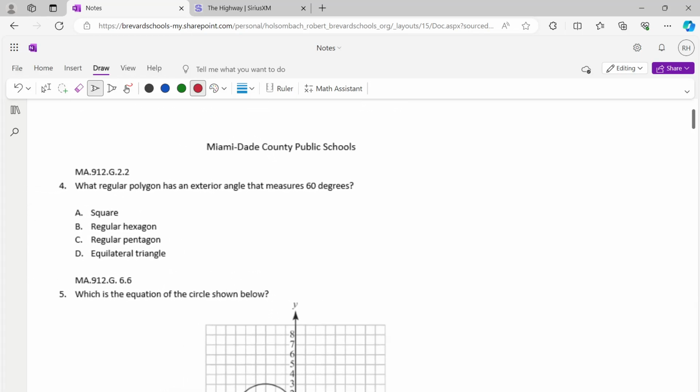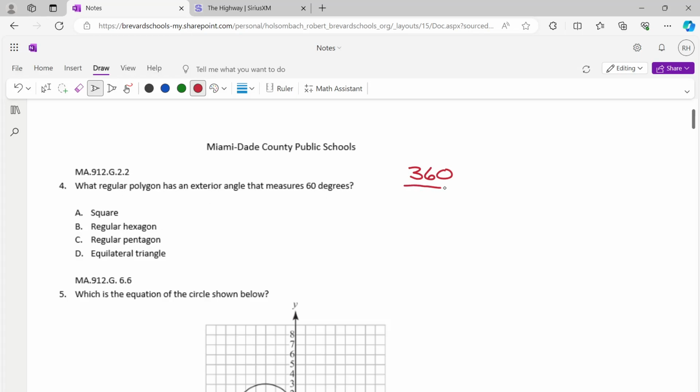Problem number 4. What regular polygon has an exterior angle that measures 60 degrees? The sum of the exterior angles of all polygons is 360. All polygons' exterior angles sum to 360.